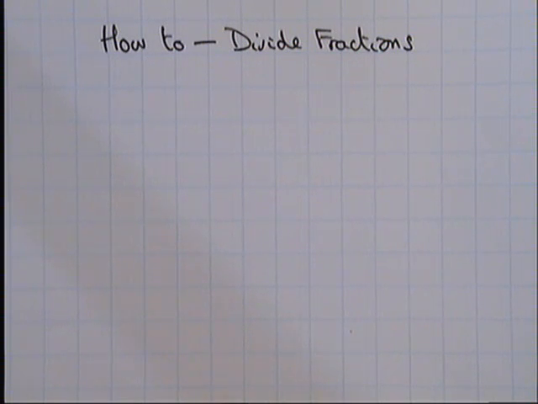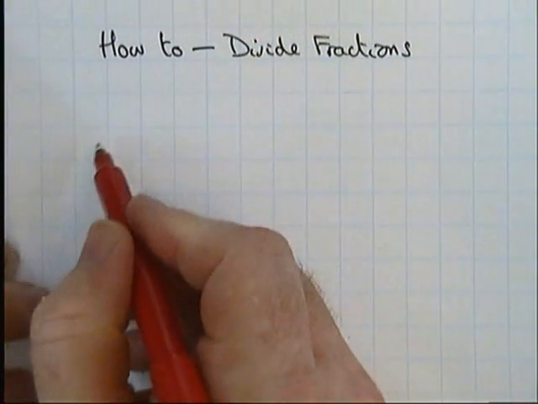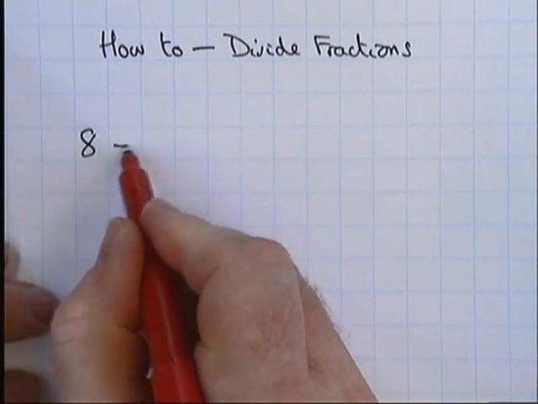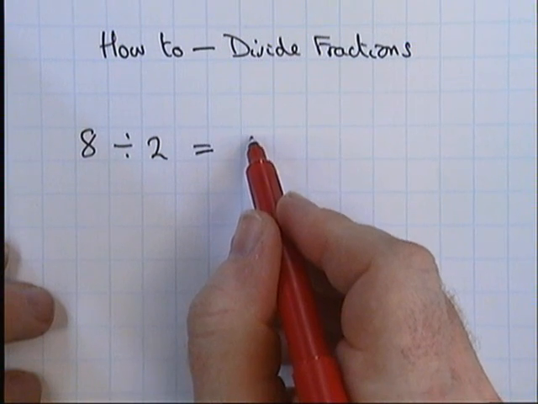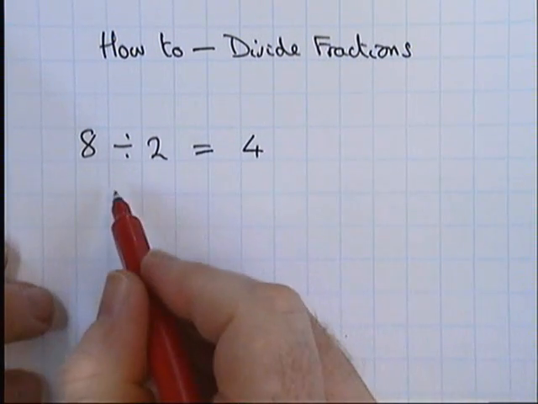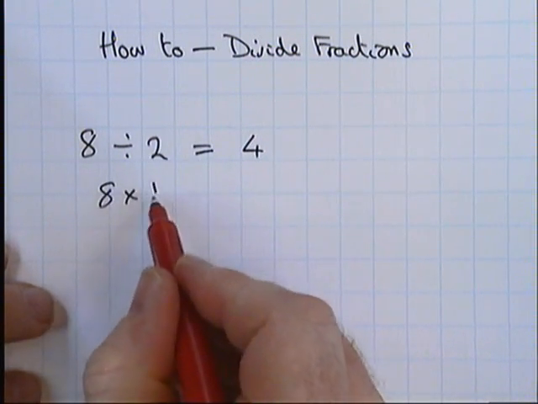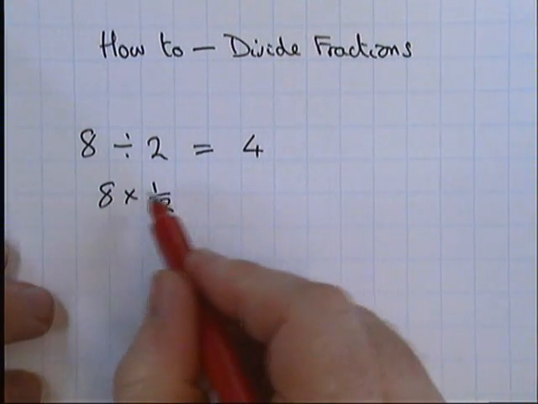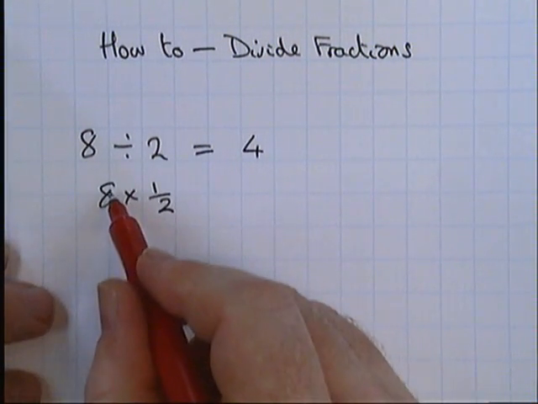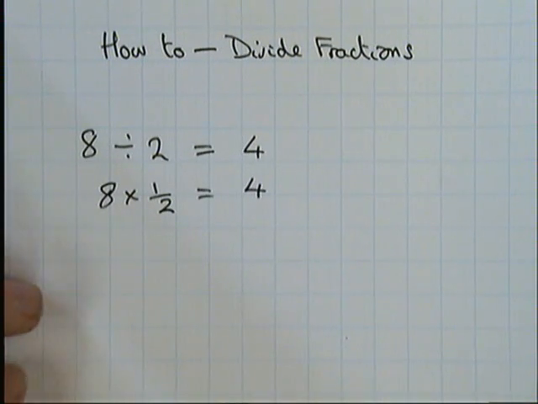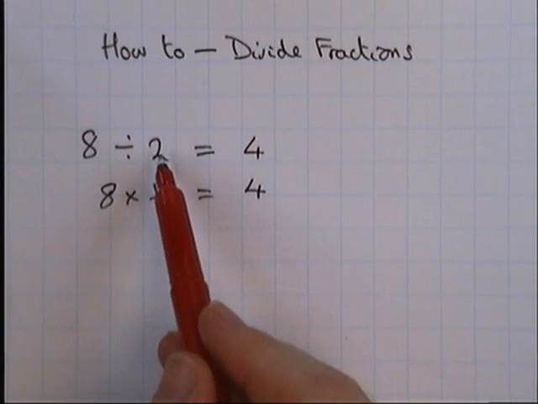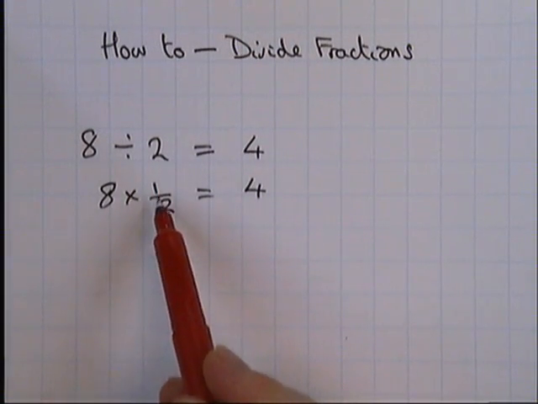So, how do we divide fractions? Well, let's start off by looking at a bigger question. What is 8 divided by 2? Well, we should all know that 8 divided by 2 is 4. What about 8 multiplied by a half? Or half of 8, which is another way of writing multiplication, half of 8 is also 4. So we can see that dividing by 2 is the same as multiplying by a half.